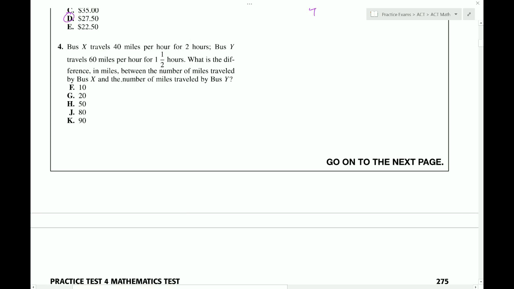That would work. Bus X travels 40 miles per hour for 2 hours. So already I can actually calculate the distance. Miles per hour. Even if I don't know the formula, I can use the units to help me understand what's going on. So if I multiply these two together, I get 80, and the hours cancels out, which means that that's going to be miles, okay?